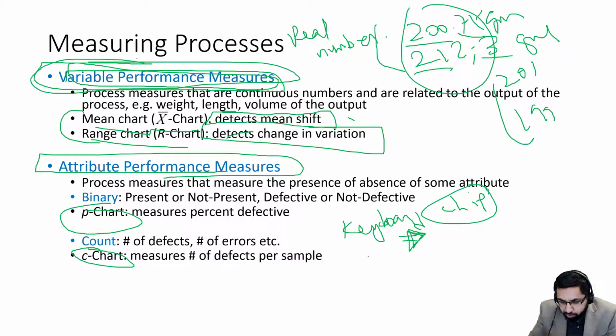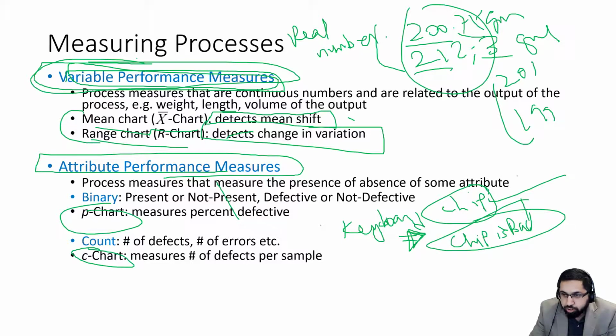Okay, so each keyboard we produce, we connect it to a computer, and we see if we press the keys, the same numbers appear on the screen or not. If they do, then the chip is good. If they don't appear, nothing happens, then the chip is bad. So it's yes or no. 1 if the chip is good, 0 if it's bad. So we'll use a P chart.